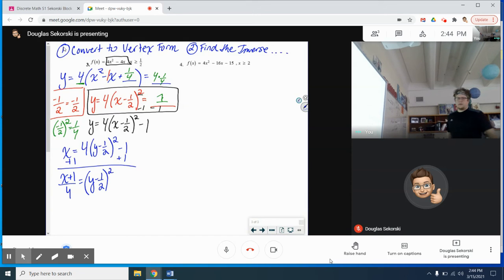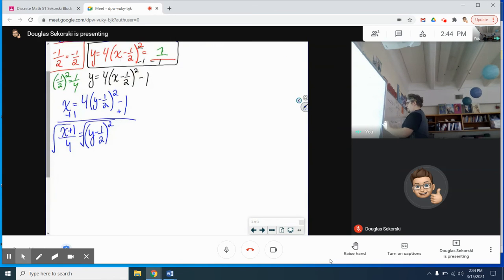So we have x plus 1 being divided by 4, and right now that whole thing is being squared. To get y all by itself, we have to take the square root. I'm going to swap this to this side now. It's going to be y minus 1/2, and that is all equal to the square root of x plus 1 over 4. And then we're going to add 1/2 back.